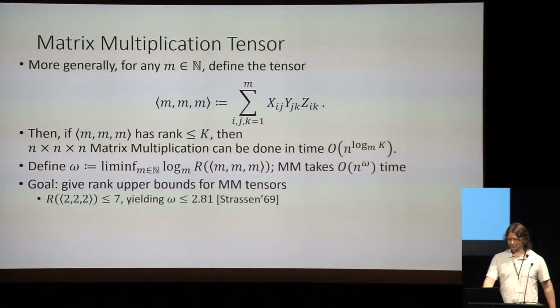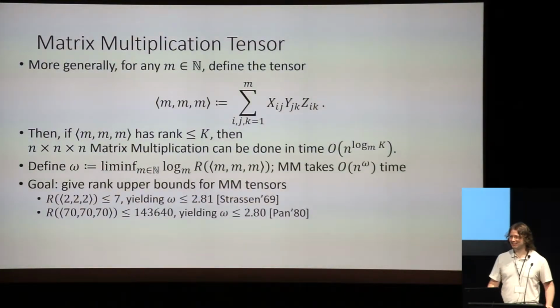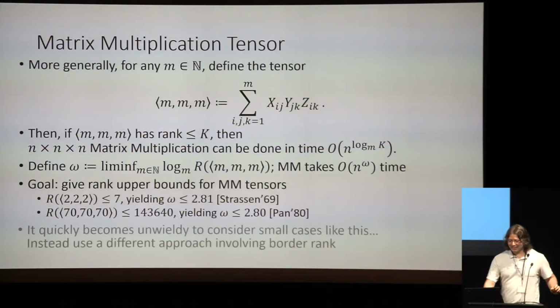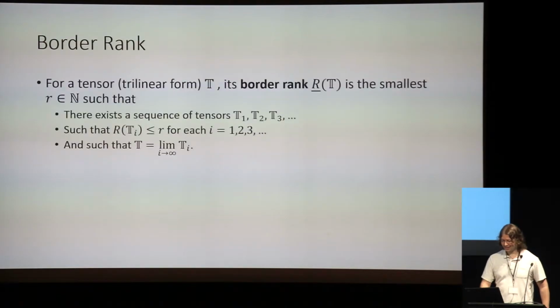And so for instance, Strassen gave a rank upper bound for the 2 by 2 by 2 tensor, and about 10 years later, Pan gave an upper bound for the 70 by 70 by 70 tensor, which you can use to improve the bound on omega a little bit. But looking at these cases like this quickly becomes really unwieldy, I think at least. So more modern algorithms use different approaches based on what's called border rank. So the border rank of the tensor is defined like this.